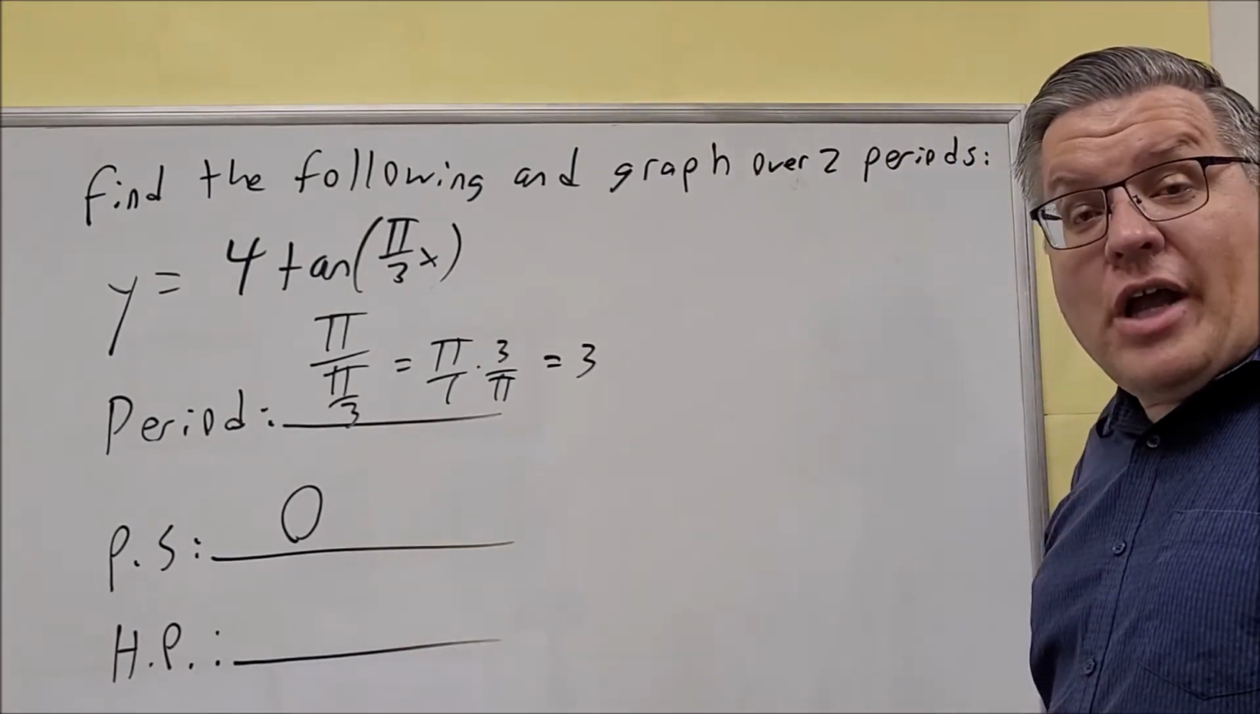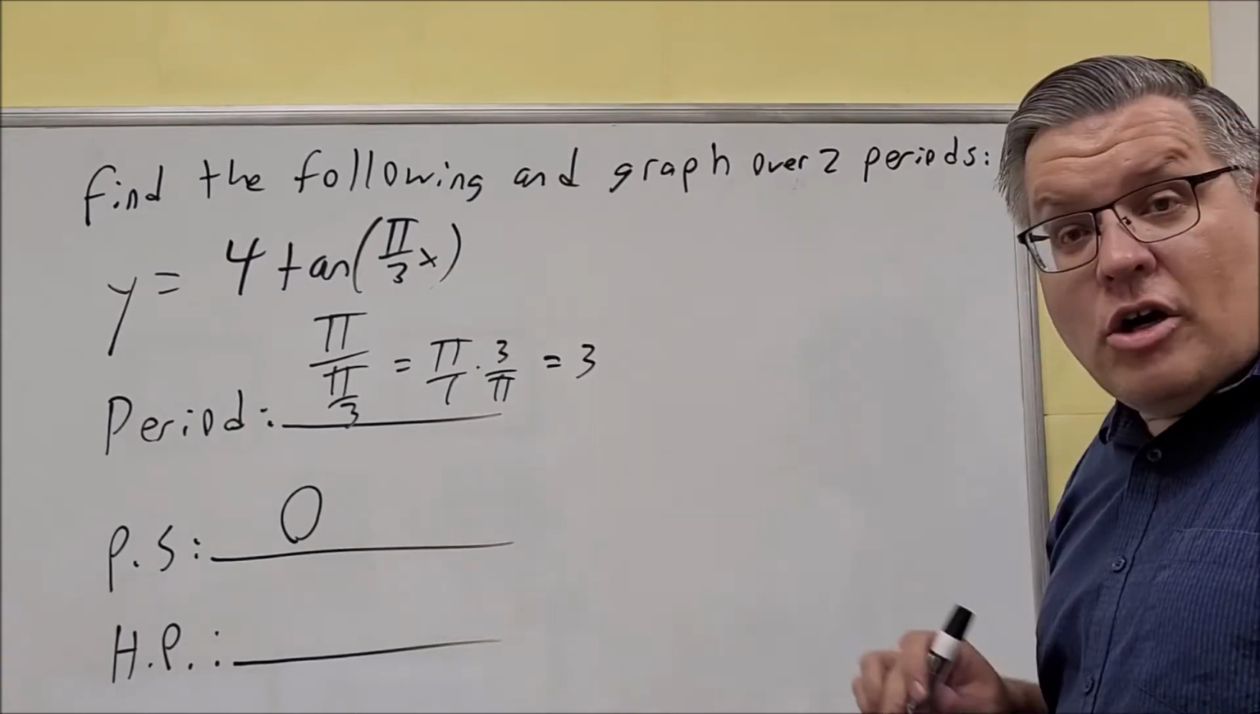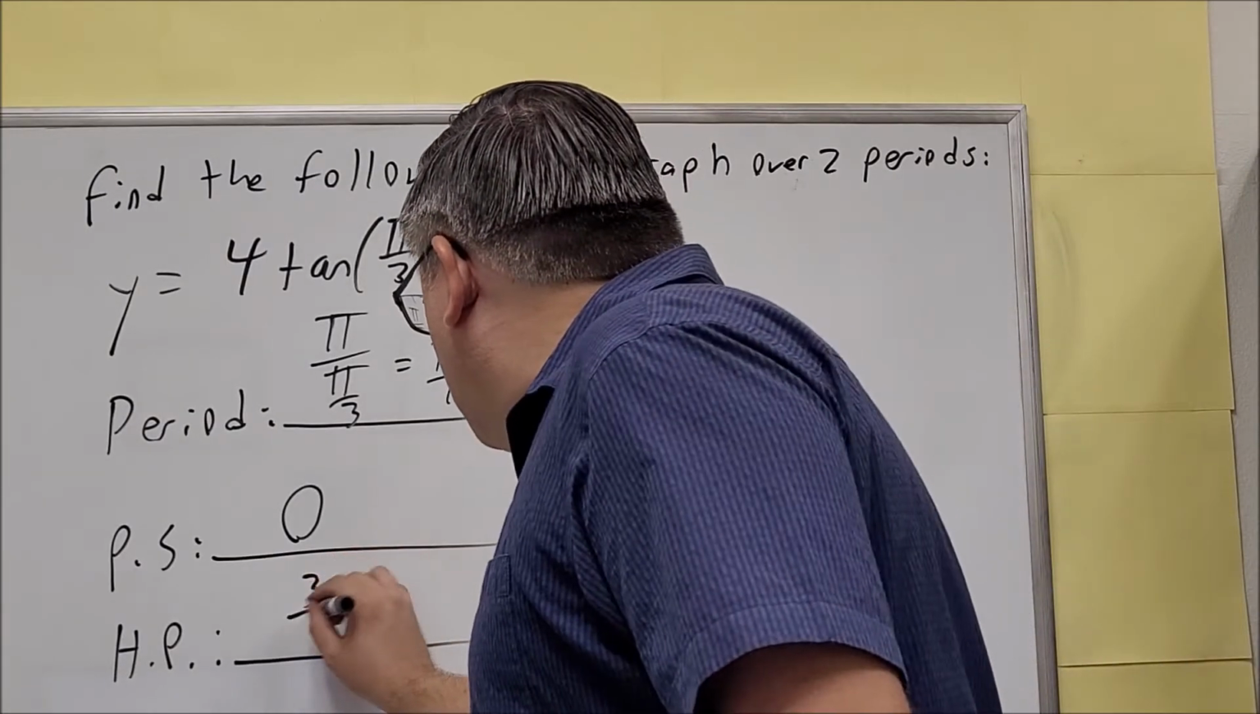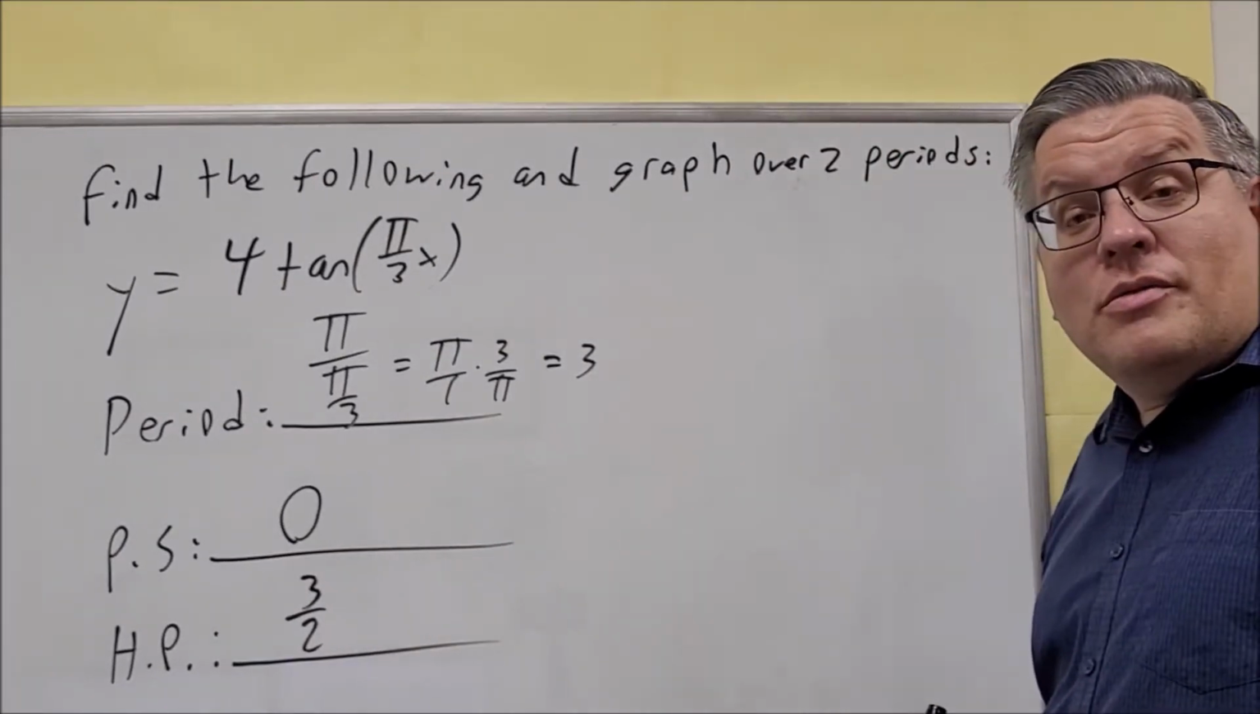Your HP, that's your half point. That's your period divided by 2. The period here is 3. So we're going to put 3 over 2 as the half point.